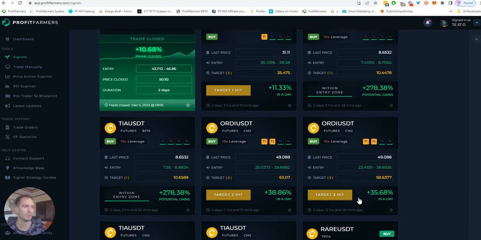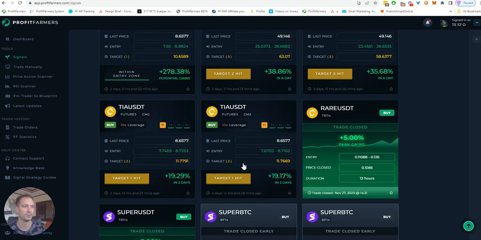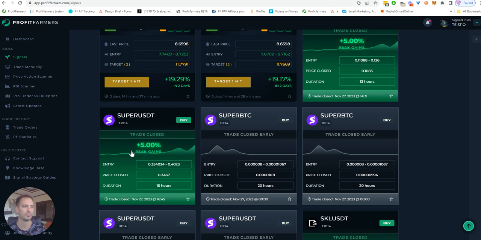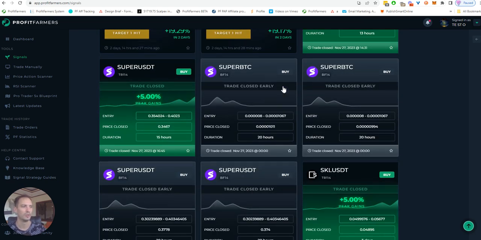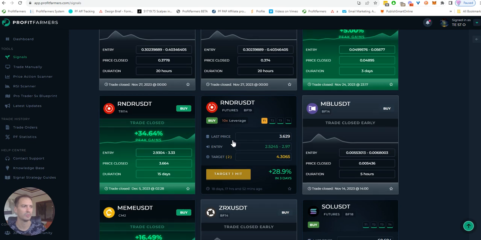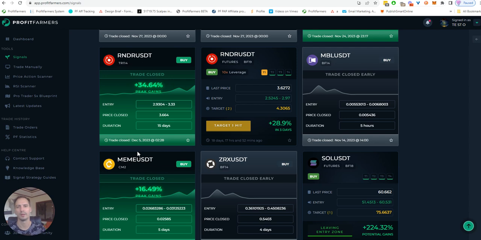AUDIO USDT though, a couple of trades here, both reaching almost 40% gains. TIA 20% in a couple of days on two different signals. Rare, just a small gain. Super here again with a small gain after we were knocked out, trade closed early on a few of them. Other than that, the only other big ones here have been RNDR, one trade reaching 34-35%, the other making almost 30%. The show goes on with Meme as well, another 16%.